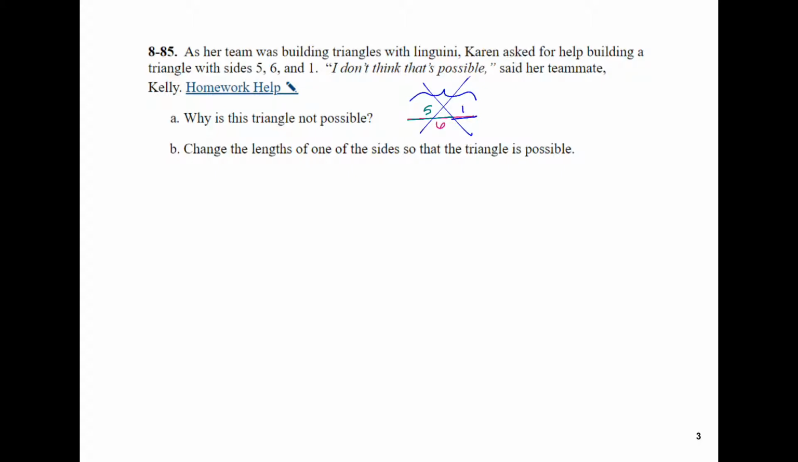So if we changed the length of one of the sides so that the triangle is possible, we can look at this 1 right here, and if we changed that 1 into a 2, 5 plus 2 would give us a greater distance than 6, so it would in fact be possible.